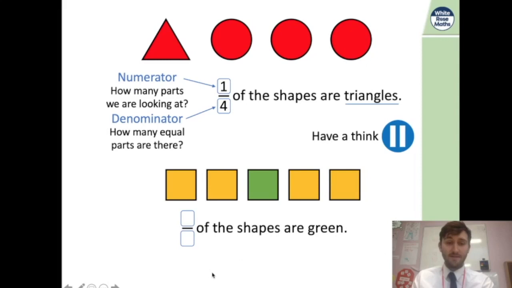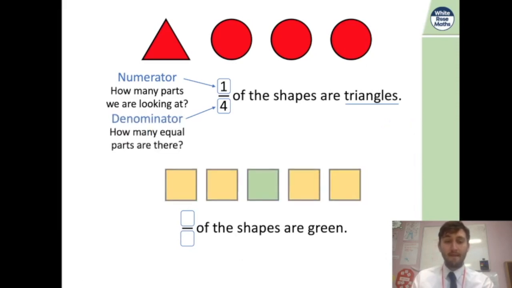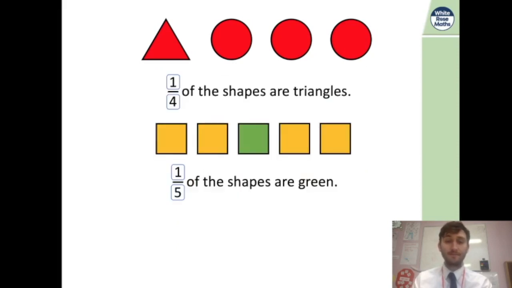Okay, so let's see. Firstly, my denominator. How many equal parts are there? Well, I can see there's 1, 2, 3, 4, 5. So I put 5 as my denominator. And then my numerator is how many parts we're looking at. It says how many of the shapes are green. So there is just 1. So 1 out of 5, or 1/5 of the shapes are green.